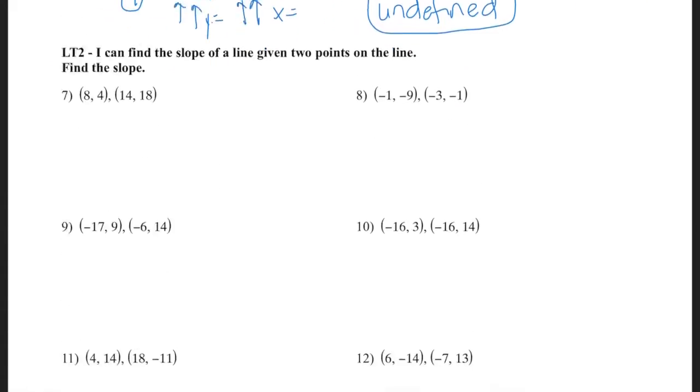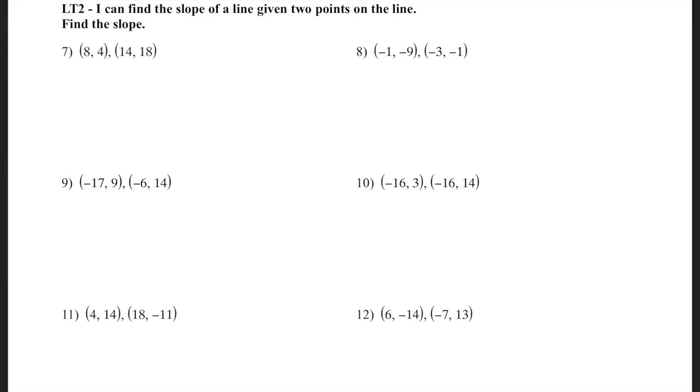Let's move on to section 2. I can find the slope of a line given 2 points on the line. So when you're given 2 points, you have to use the slope formula. The slope formula is y2 minus y1 over x2 minus x1. And this is just simple subtraction and division, but we have to be careful about negative values, okay?